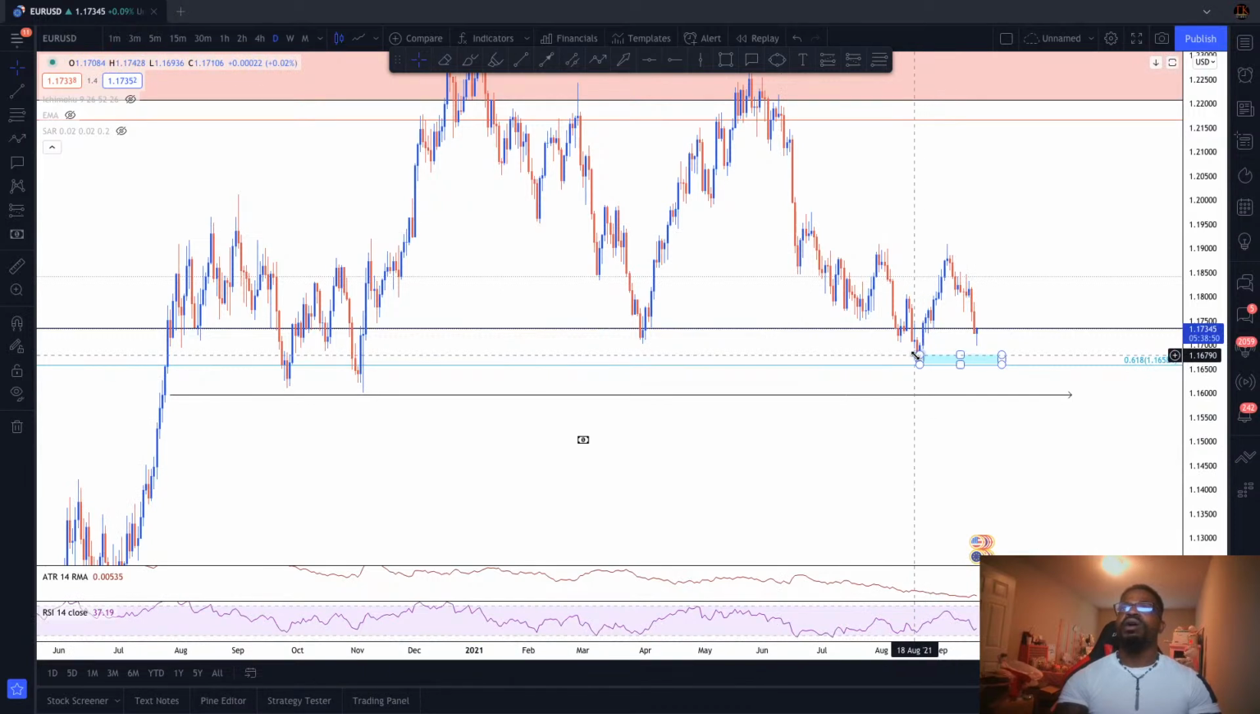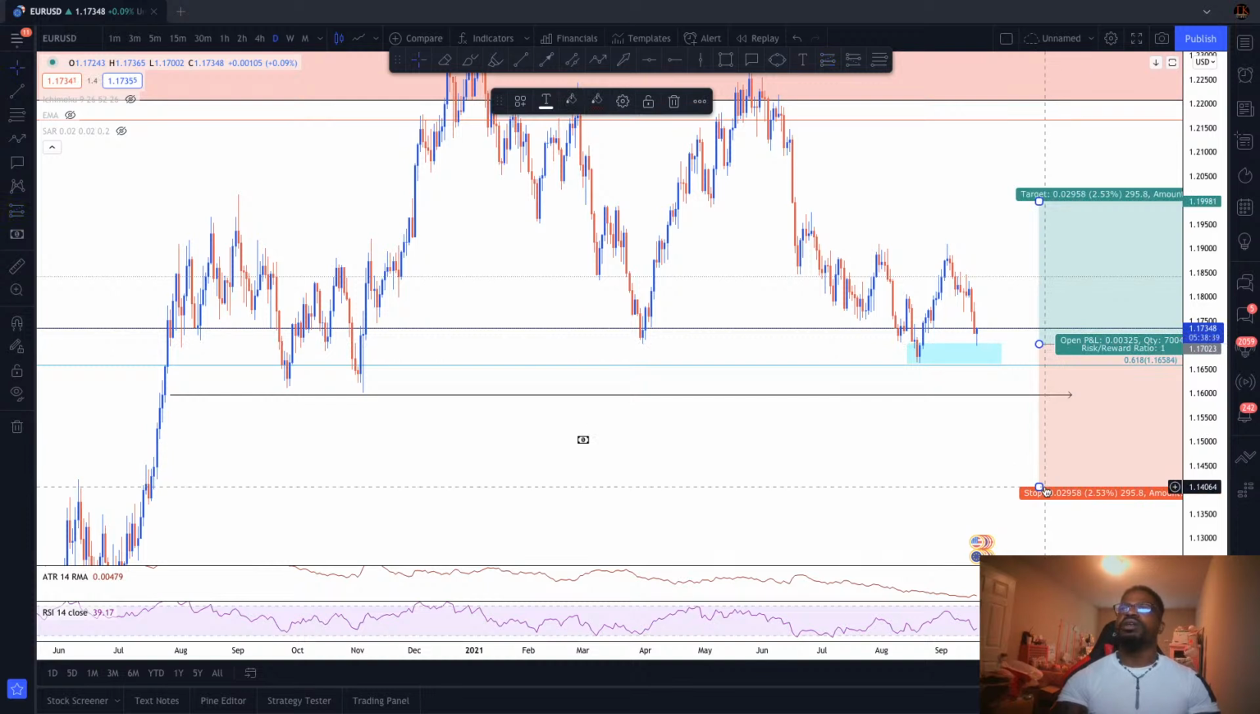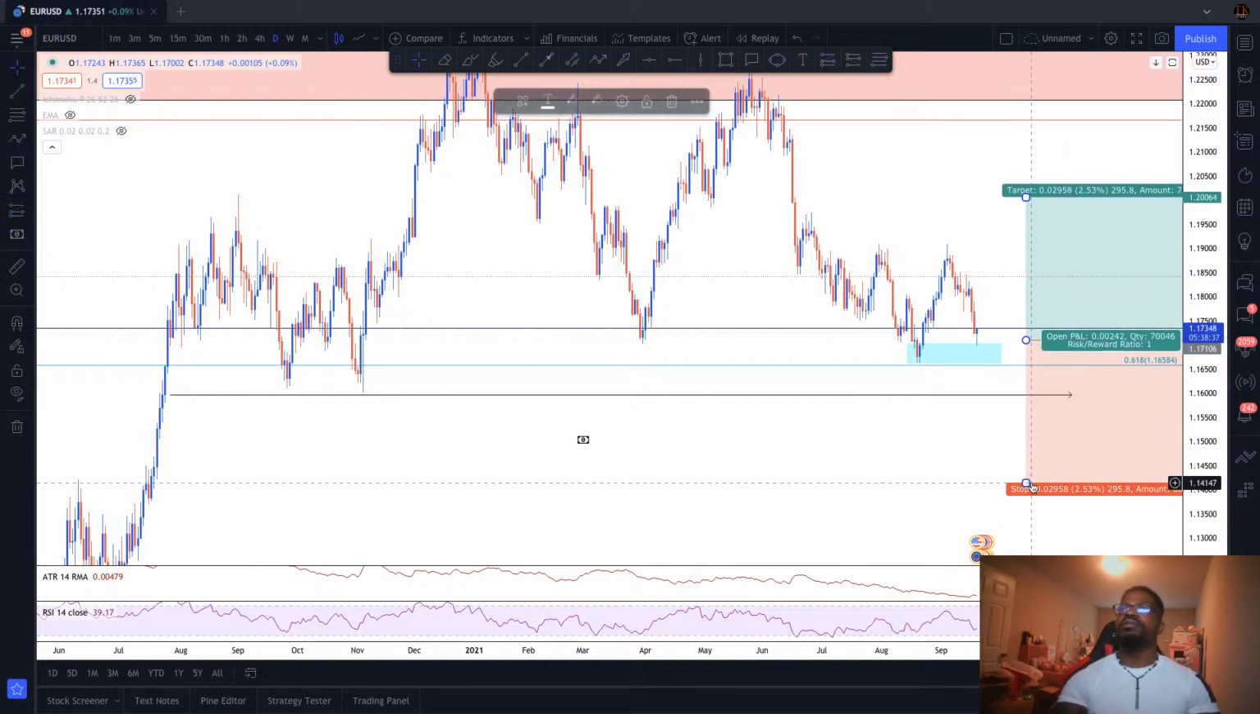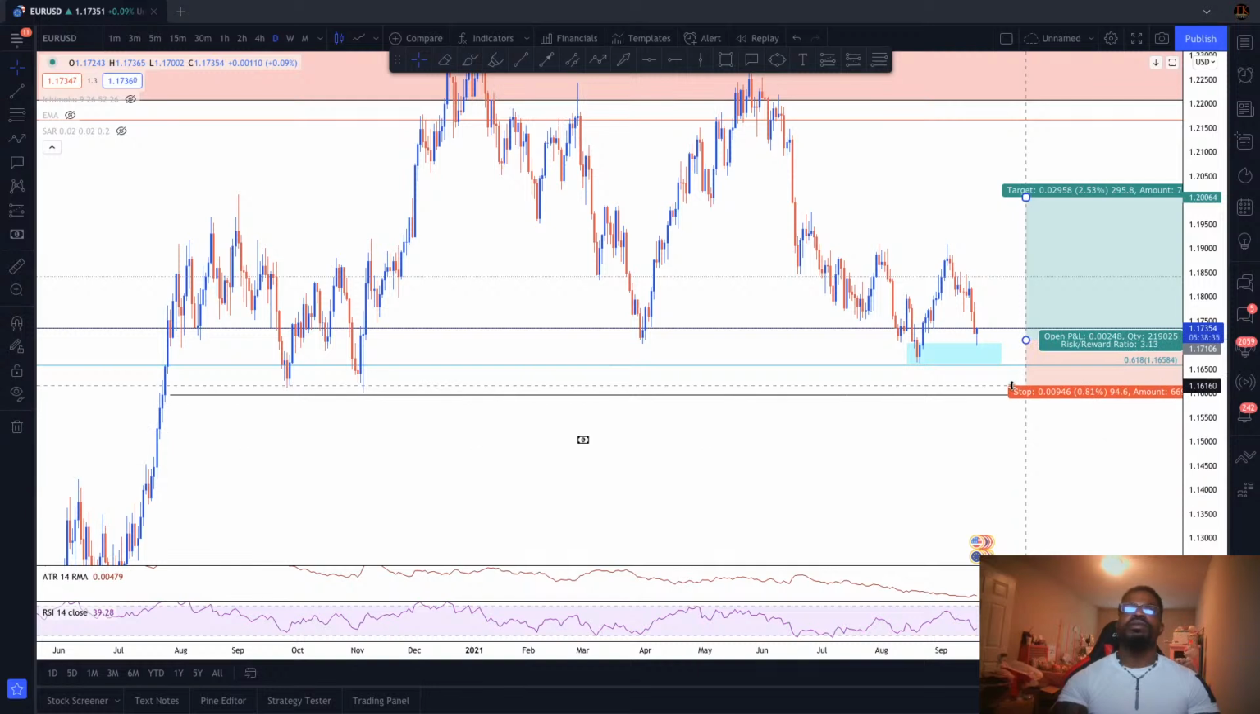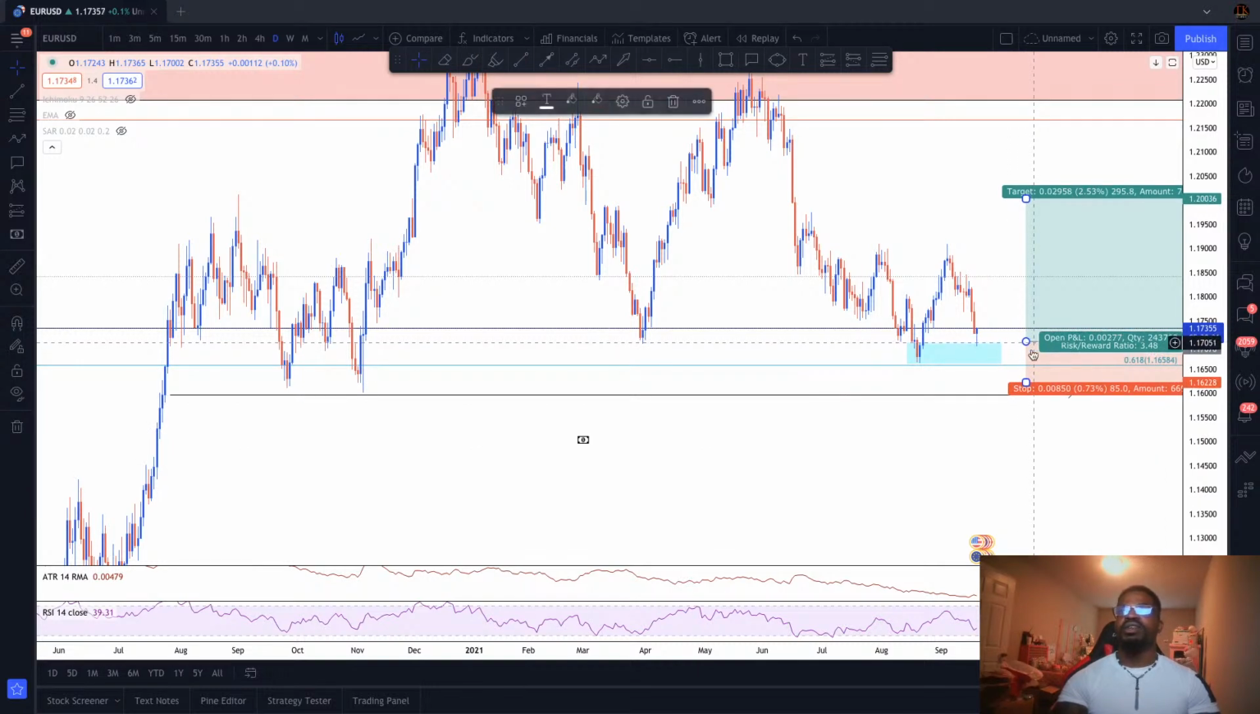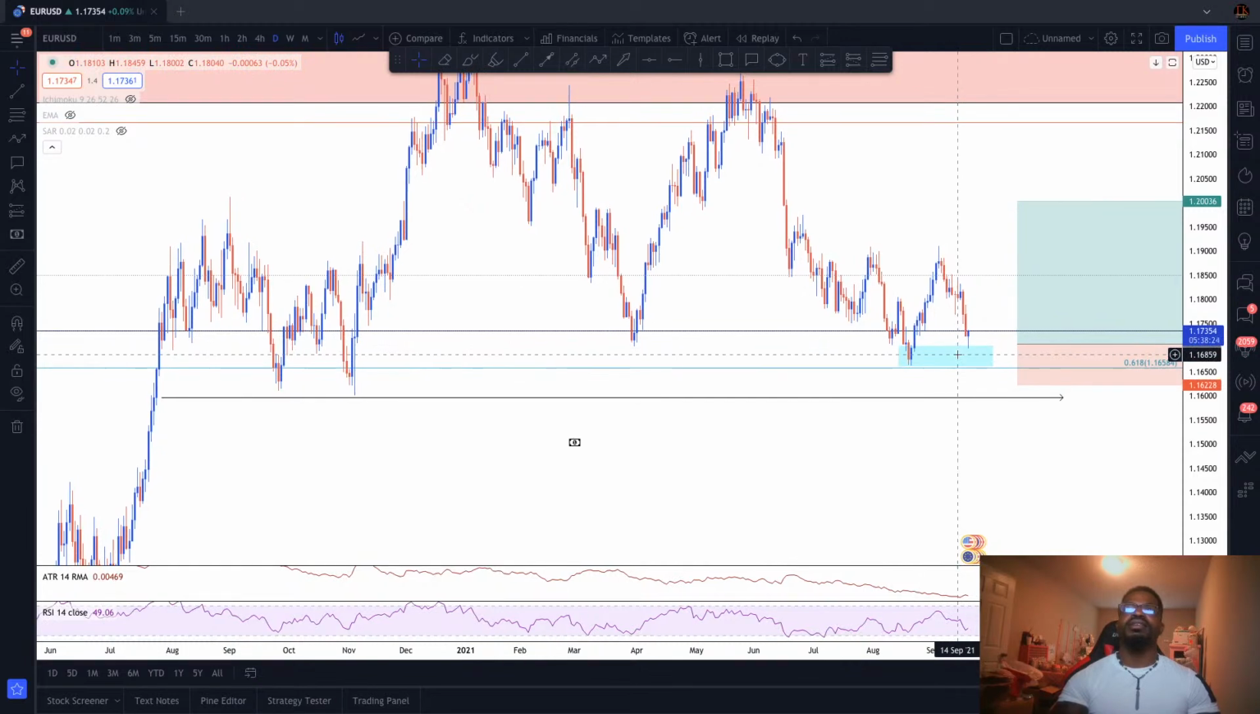Just in case, oh wow, price really retested that there. Oh, on a daily. Ooh. So this thing could rip from here. I'll probably send this trade out. Oh, I did not. Yes.